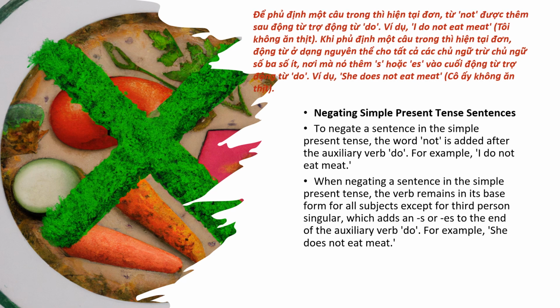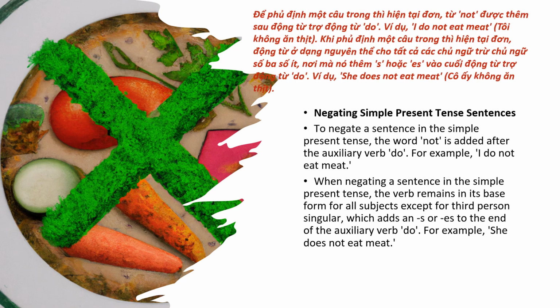When negating a sentence in the simple present tense, it is important to remember that the verb remains in its base form for all subjects except for third person singular, which adds an s or is to the end of the auxiliary verb do. For example, she does not eat meat, or he does not like coffee.